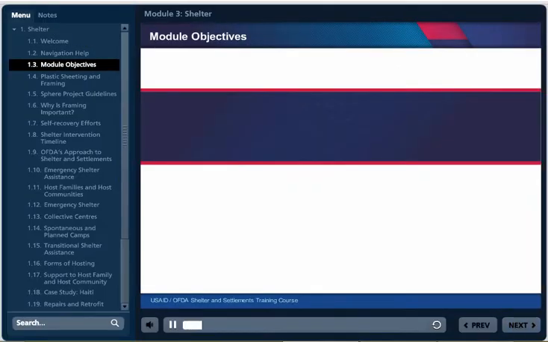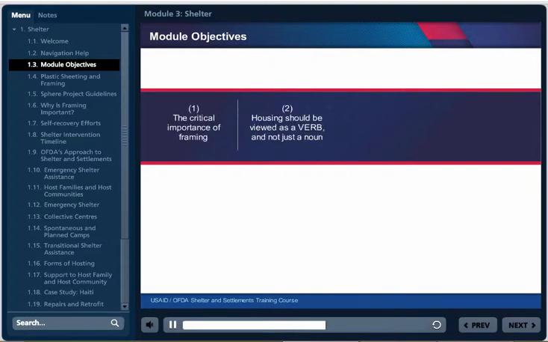Hello again. This is the third of 5 training modules on humanitarian shelter and settlements assistance. This session will focus on the shelter side of the sector. Key points to be discussed during this session include the critical importance of framing, why housing should be viewed as a verb and not just a noun, the many options of sheltering people, and shelter isn't really shelter unless it's linked to reducing risks in the home and community.